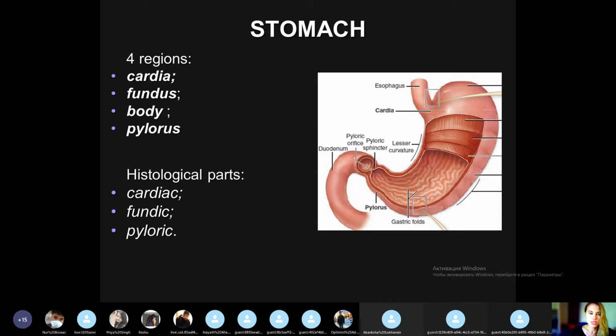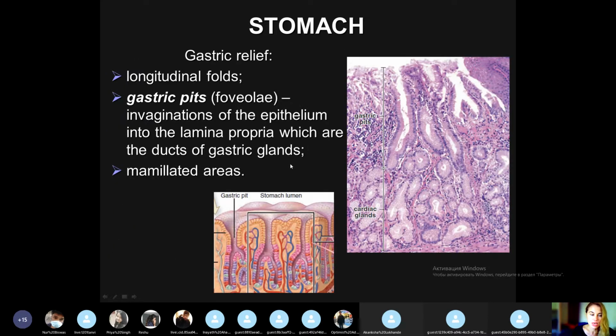If you remember from anatomy, the stomach is subdivided into four regions: the cardiac region, the fundus of the stomach, the body, and the pylorus. In case of histological structure, we subdivide the stomach into three parts: the cardiac, the fundus together with the body called fundic, and pyloric. This classification is a result of the different types of the glands.